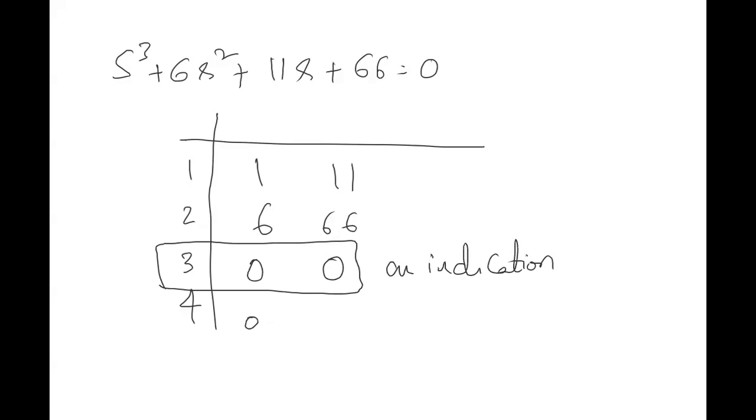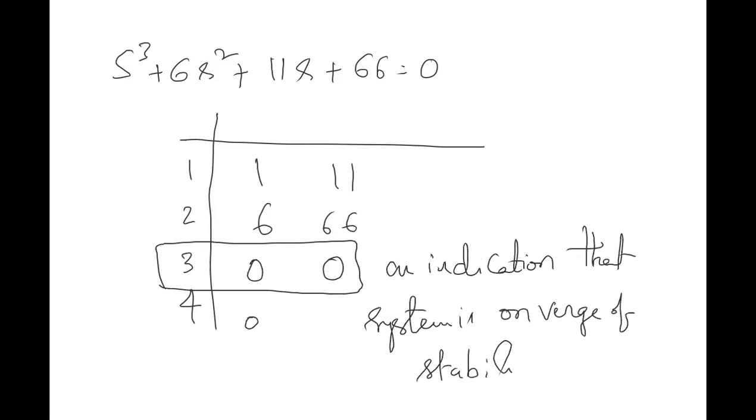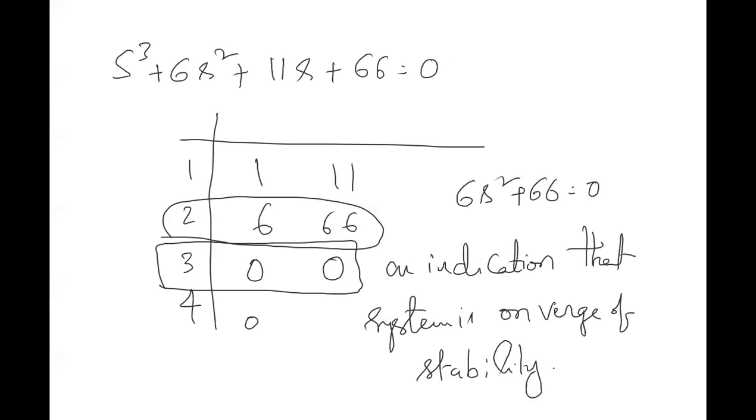that the system is on the verge of stability. What are the 2 roots which are on the y-axis? 6s square plus 66 is equal to 0. So s equal to plus or minus root 11j.